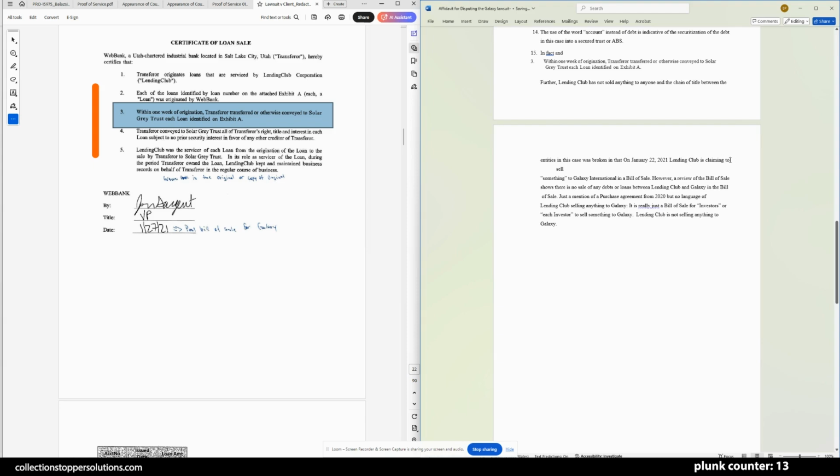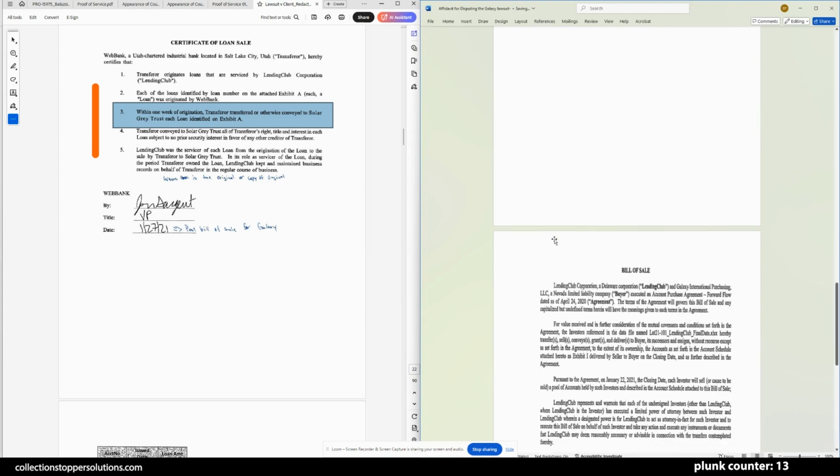So, yeah, this is what happens on live. To sell something to Galaxy on a bill of sale. However, a review of the bill of sale shows no sale of any debts or loans between Lending Club and Galaxy, just a mention of purchase agreement, but no language of Lending Club selling anything to Galaxy. It's just a bill of sale for investors, or each investor, to sell something to Galaxy. And by the way, there's nothing showing them selling anything to Galaxy.